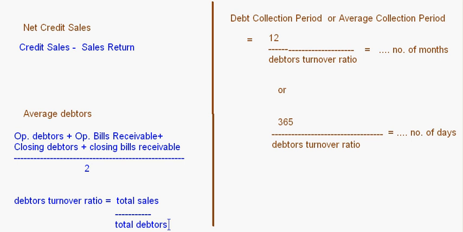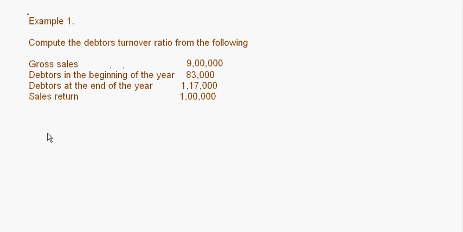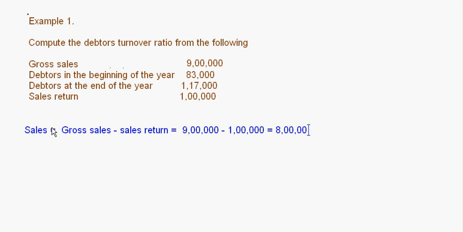Now let's look at some examples for this debtors turnover ratio. In this question, compute the debtors turnover ratio from the following: gross sales is given, debtors in the beginning and debtors at the end is given, and sales return is given. They haven't specified anything like credit sales, so we will just take the gross sales that is there in the question, right? So instead of writing credit sales, I will just write sales. Sales is equal to gross sales minus sales return. So that will be 9 lakh minus 1 lakh, which will be equal to 8 lakhs.